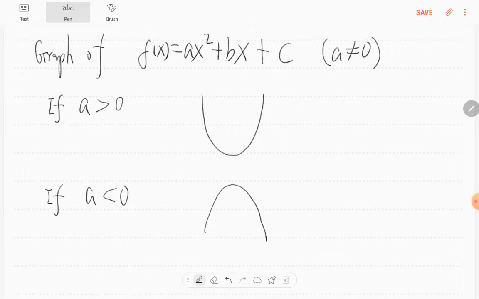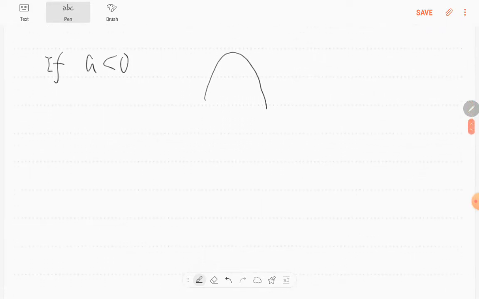So the domain of the quadratic function, the domain is all the x values we can plug in. So the domain is all real numbers, right? Domain is all real numbers.